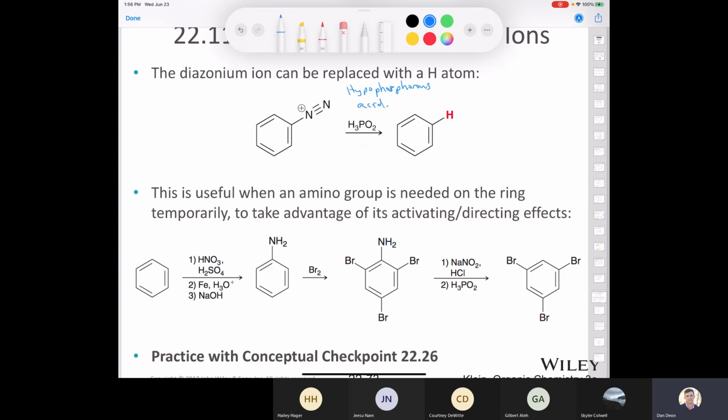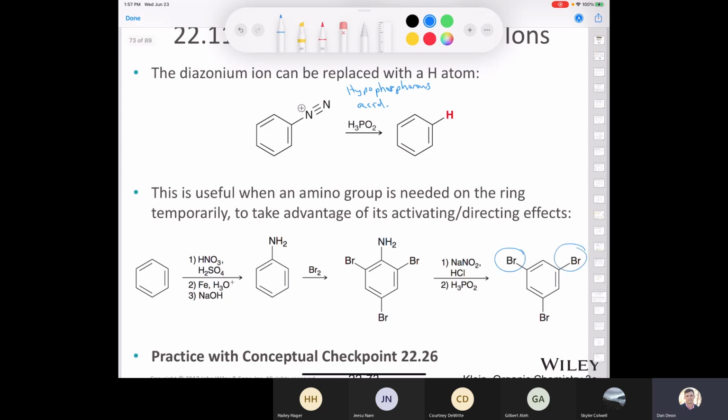And using H3PO2, you can convert the diazonium ion, just replace it with a proton. Essentially it's a way of converting an amine that's attached to an aromatic ring into a proton. So let's take a look at this reaction sequence here. It says this is useful when the amino group is required on a ring.